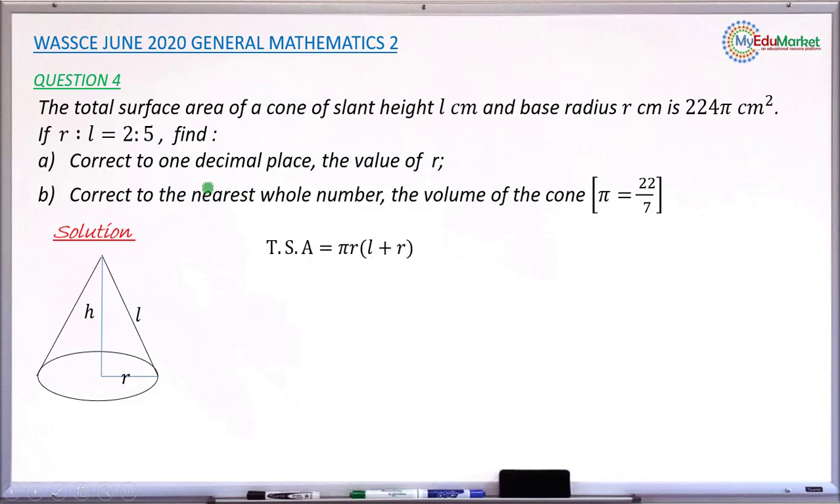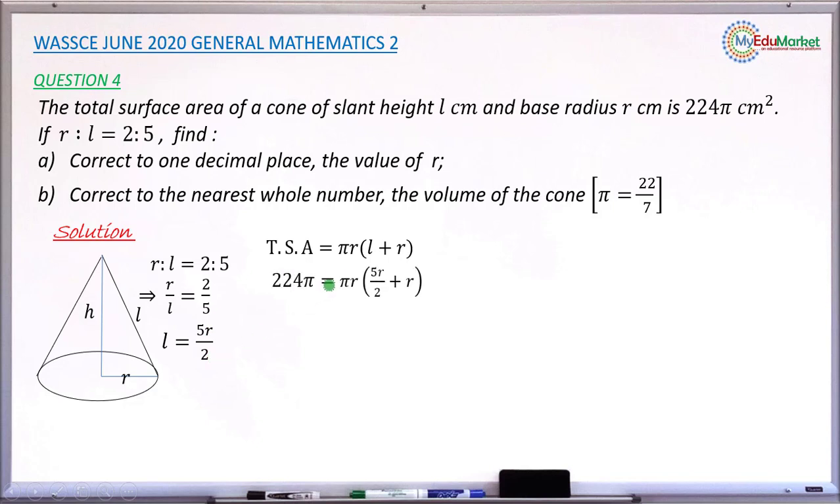So you go back to the question: the ratio of the base radius and the slant height is given as 2:5. That means if you divide R by L, you have the fraction 2/5. You can cross multiply and make L the subject so that you have L in terms of R. You can then substitute into the formula so that your unknowns reduce by 1. So cross multiplying, you have L equals 5R all over 2. You can go back to the formula and substitute where you have L.